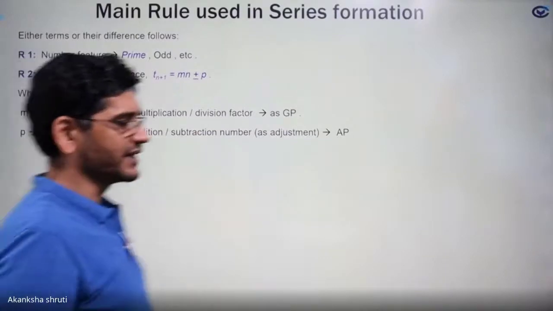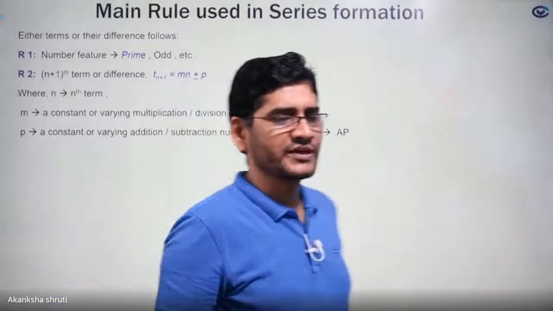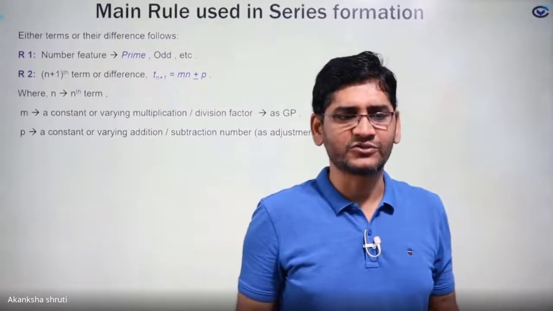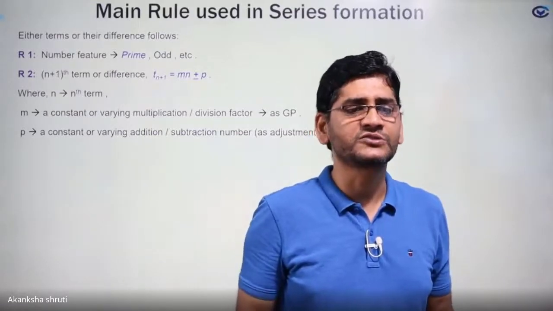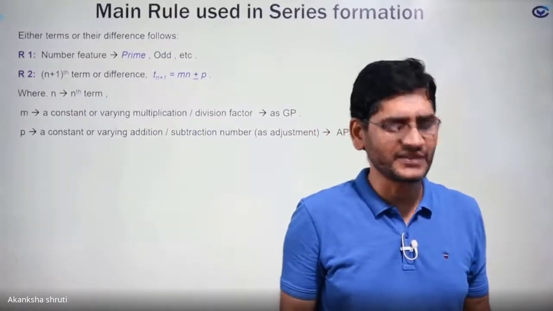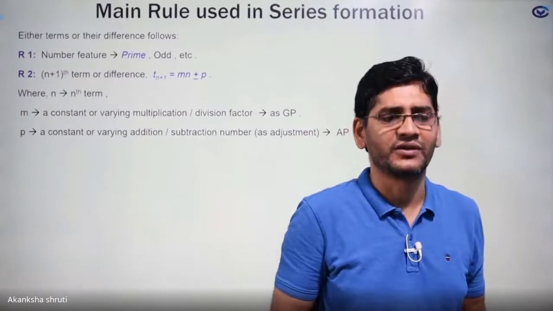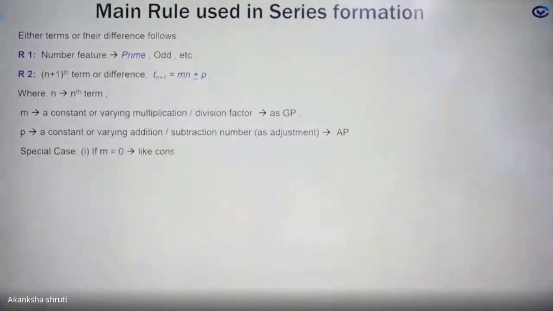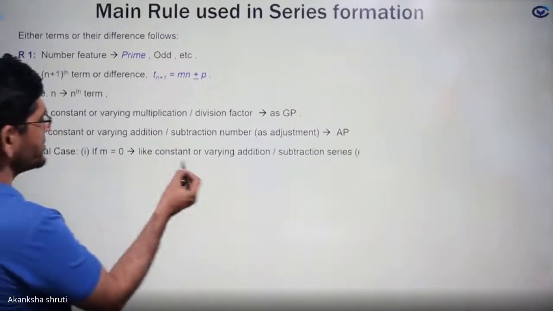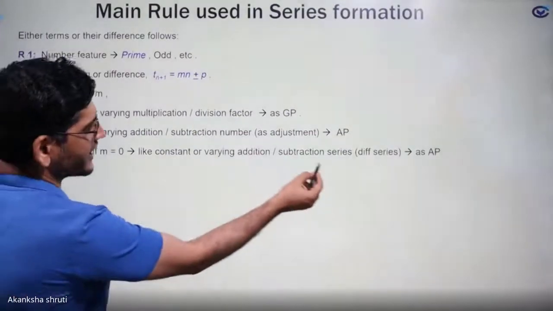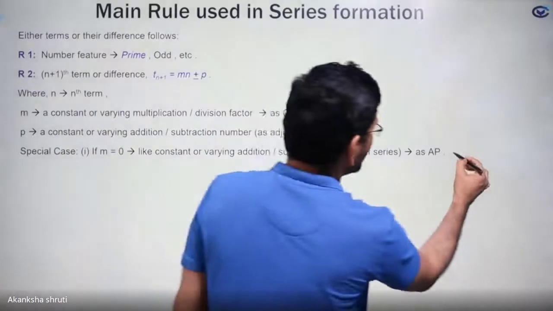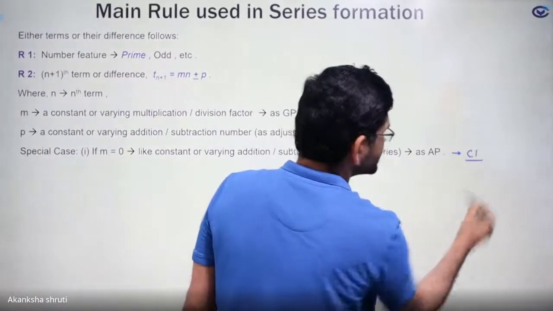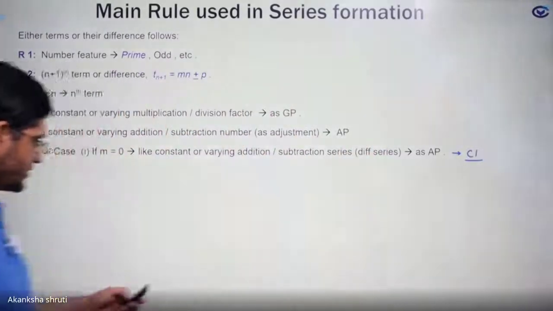Though if any random term or relation is given, you cannot predict it, or even the question is not framed. Otherwise, one may take any random rule, but based on that, questions are never framed in competition. So the special case: if m is 0, it is like constant addition or subtraction, like our category 1, C1, that I had written previously.